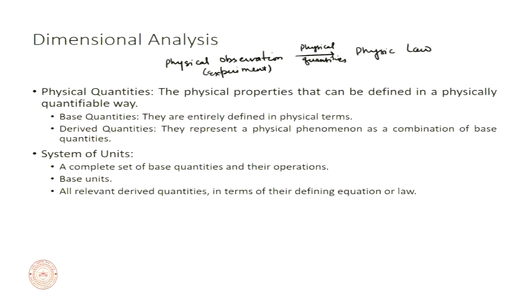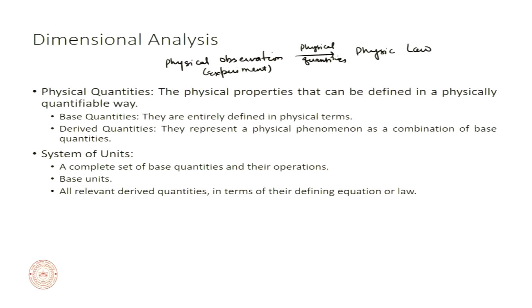Most experiments are done likewise, right. So, physical quantities are the physical properties that can be defined in a physically quantifiable way. So, physically quantifiable means that you can do an experiment, you can make an observation of a change of some parameter that can be recorded and that can be repeated. So, once you repeat these and you can get a consistent result, then you can derive some equations based upon those quantities that you are measuring.